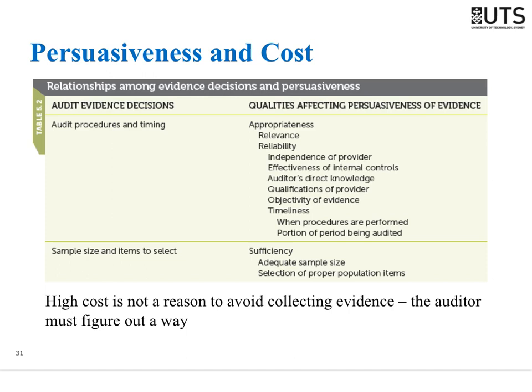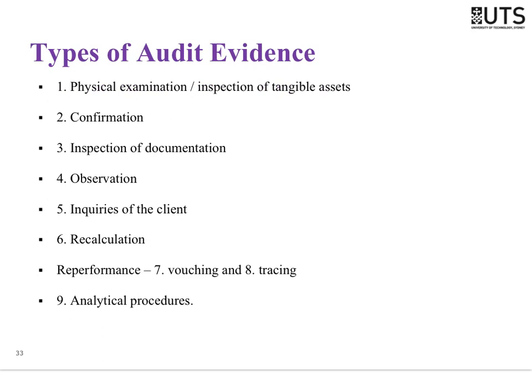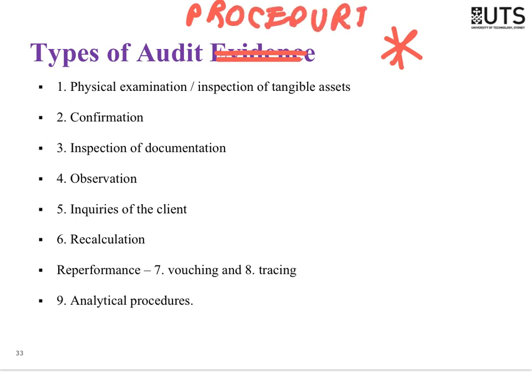It basically goes through all the things that we just spoke about in terms of the factors that impact on reliability and the factors that impact on the amount or the sufficiency. Ladies and gentlemen, what I need everyone to do is to highlight this whole slide. Do an asterisk, do whatever you need to do to know that this is an incredibly, incredibly important slide. And instead of having the term evidence, can you please cross that out and write procedures? Because these are actually not the audit evidence types, they're the procedure types, they're the procedures that we conduct. So very important that you understand that.